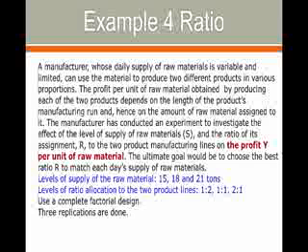We have three levels of supply of raw material. It's either 15 tons, 18 tons, or 21 tons. We also have three levels for the ratio allocation to the new product line. Is it a ratio 1 to 2, 1 to 1, or 2 to 1? We are asked to use a complete factorial design, and three replications are done.